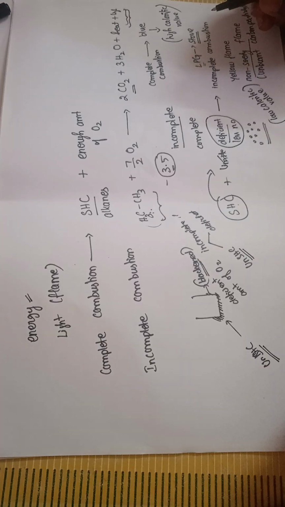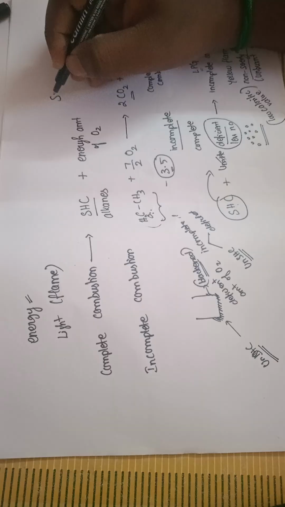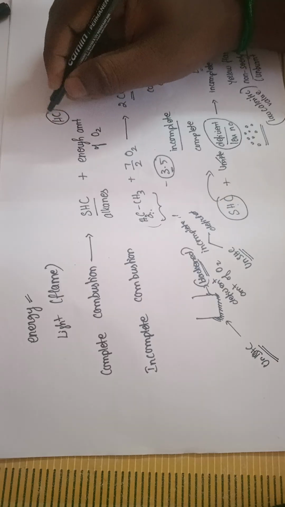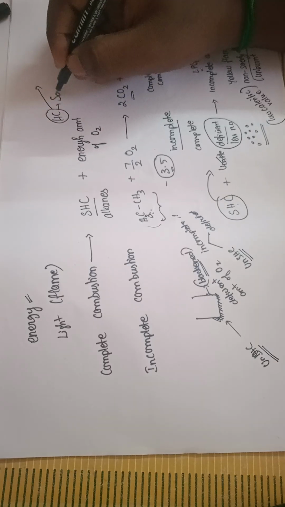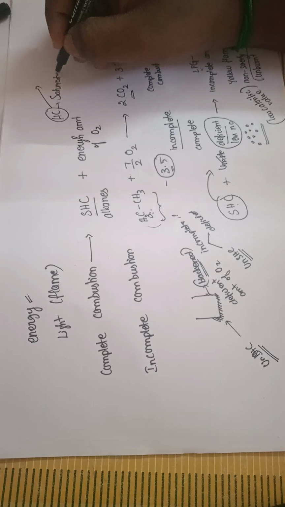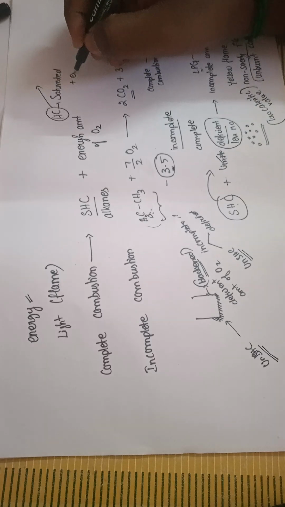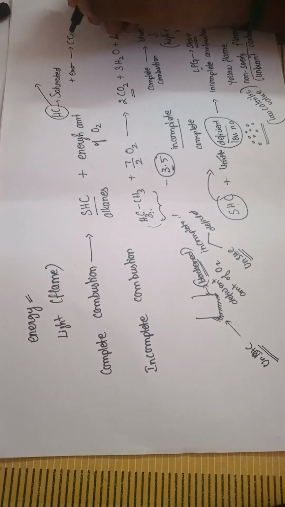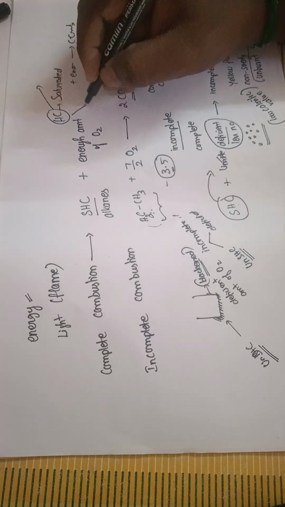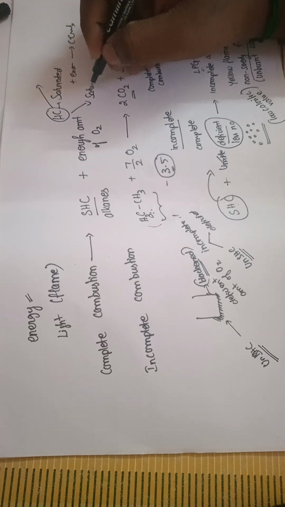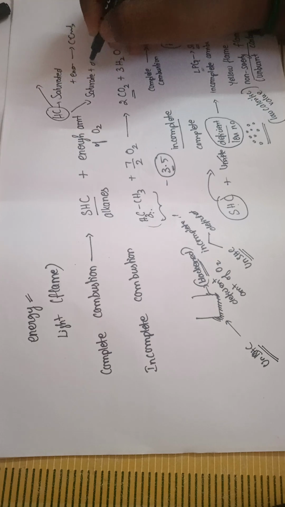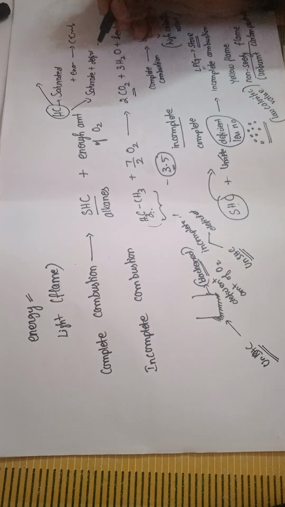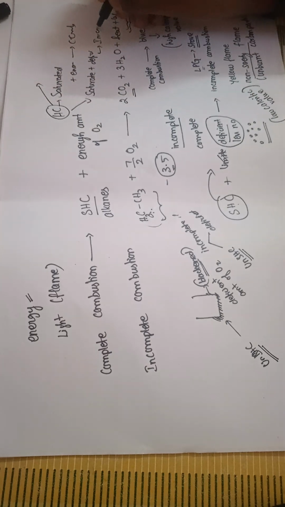So under two conditions the fuel will undergo incomplete combustion. What are the two conditions? If the hydrocarbon is saturated and there is enough amount of oxygen, it undergoes complete combustion. If the hydrocarbon is saturated but there is not enough oxygen, that is, deficient, it undergoes incomplete combustion.